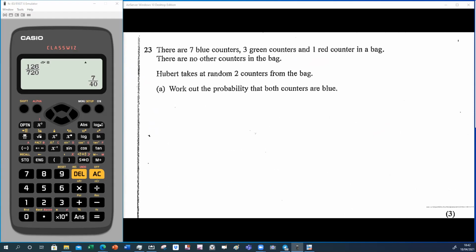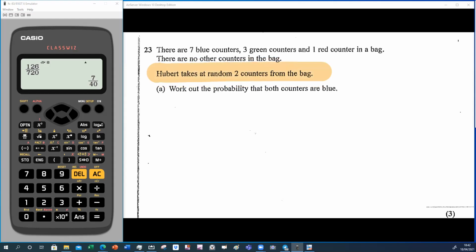There are 7 blue counters, 3 green counters, and 1 red counter in a bag. There are no other counters in the bag. Hubert takes at random 2 counters from the bag. Work out the probability that both counters are blue. So straight away, this part here, whoa, that's a really big, thick highlight. Okay, let's try again.